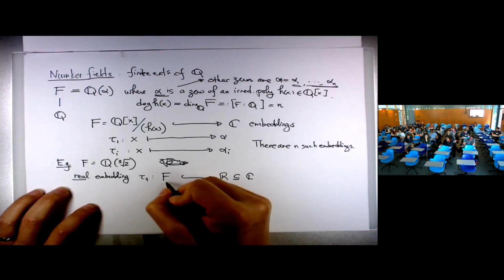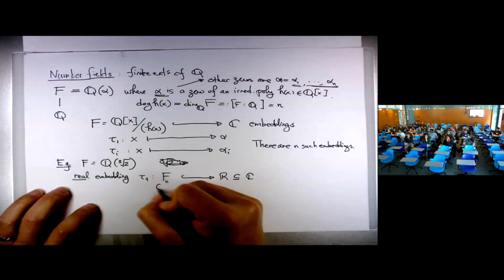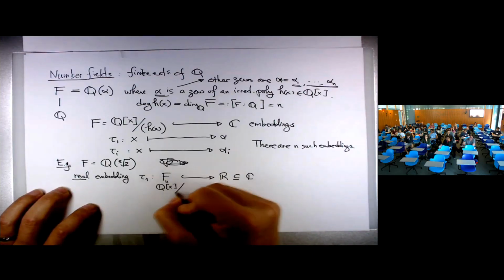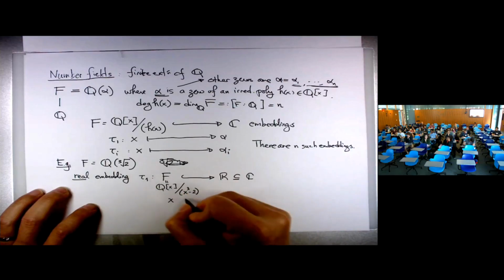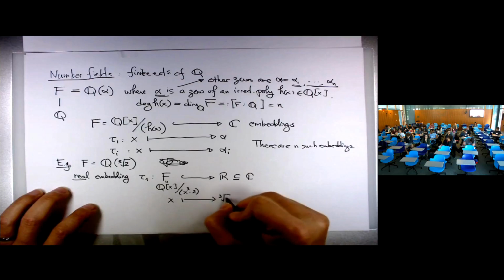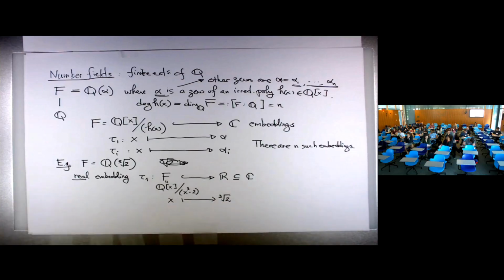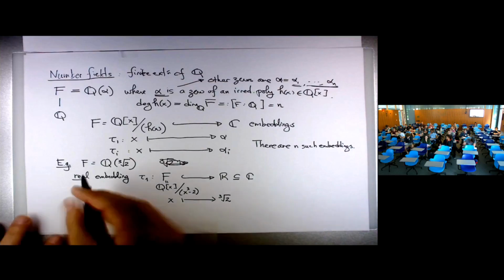The way you want to do this is to think of F again as Q[x] over x^3 - 2. You want to send x to the actual cube root of 2. You see that if you send x to the cube root of 2, then x^3 - 2 will automatically be 0. So therefore, you have a map from this quotient to R. That makes sense.